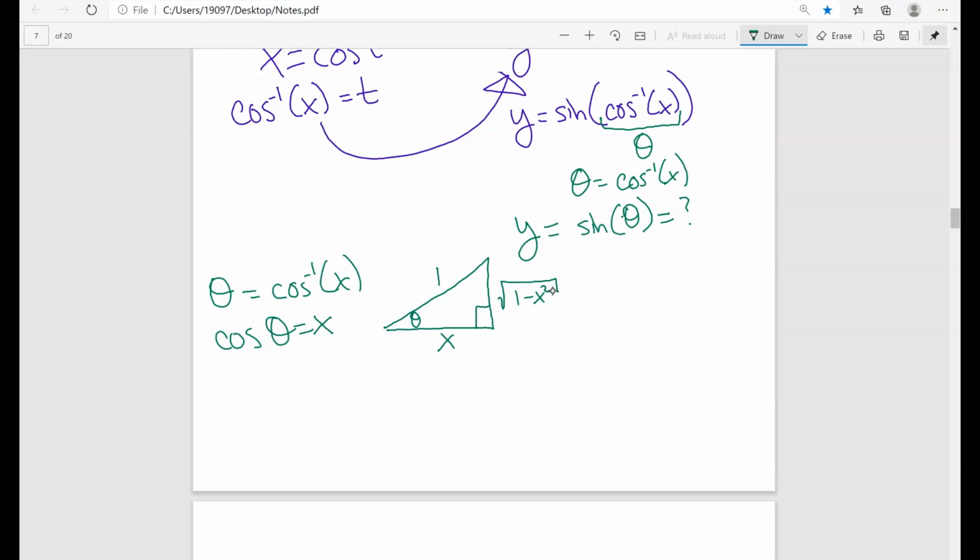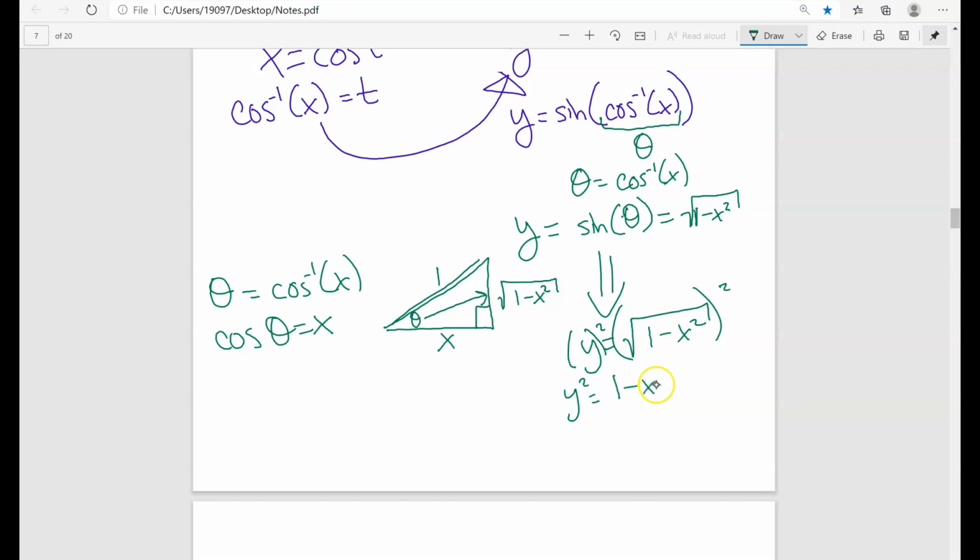So then what we want to figure out, and remember that we want to figure out what exactly the sine of theta is. Well, the sine of theta will be the opposite over the hypotenuse, which in this case will be the square root of 1 minus x squared divided by 1, but that can go away. So now what we have is that y is equal to the square root of 1 minus x squared. So I'm going to square both sides. So you get y squared equals 1 minus x squared. And then notice that when I add the x squared over, I end up with x squared plus y squared equals 1. There you go. That's how you solve it algebraically.